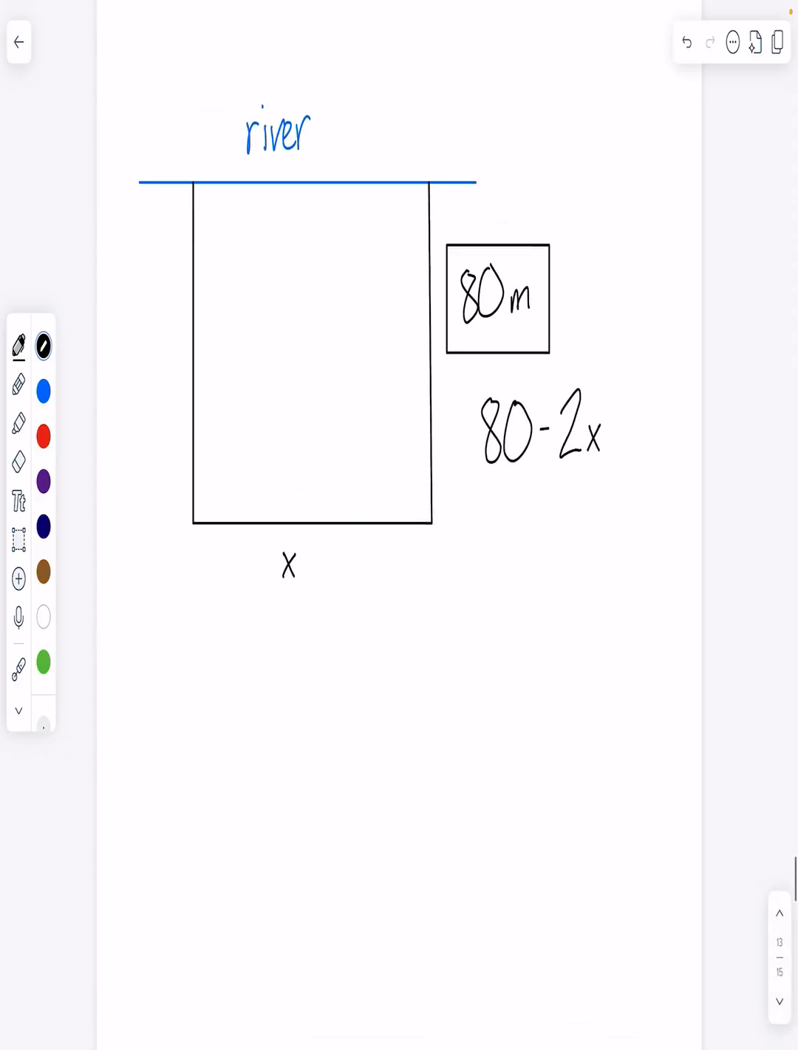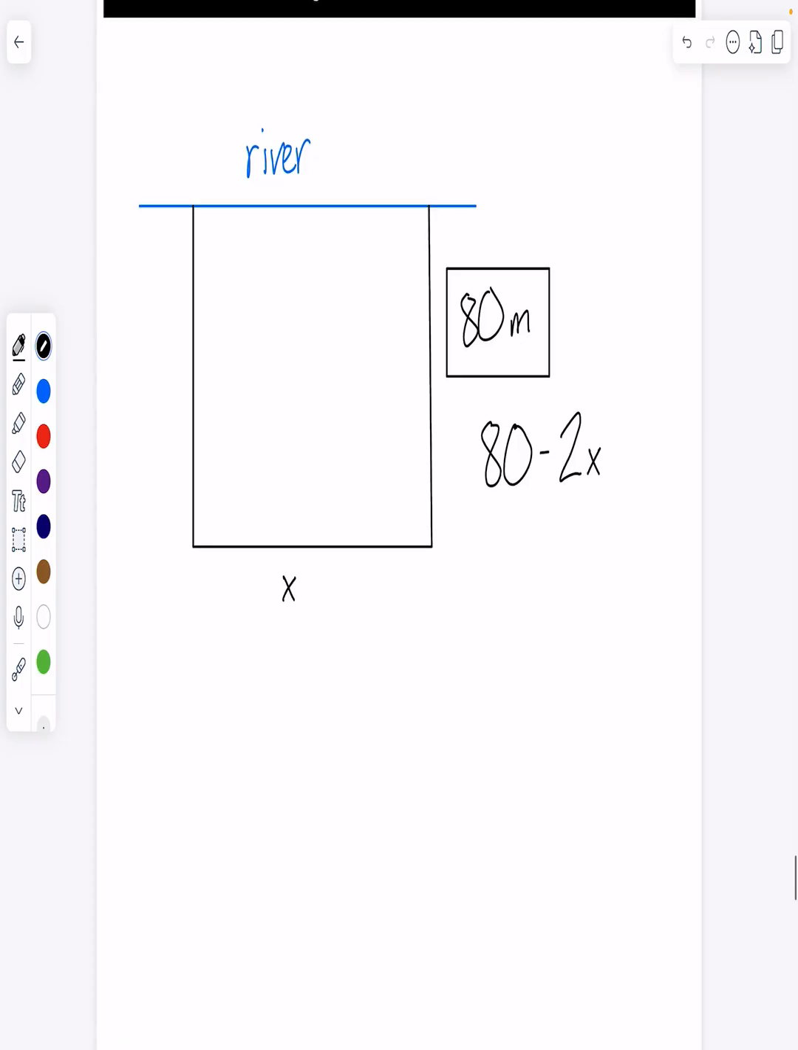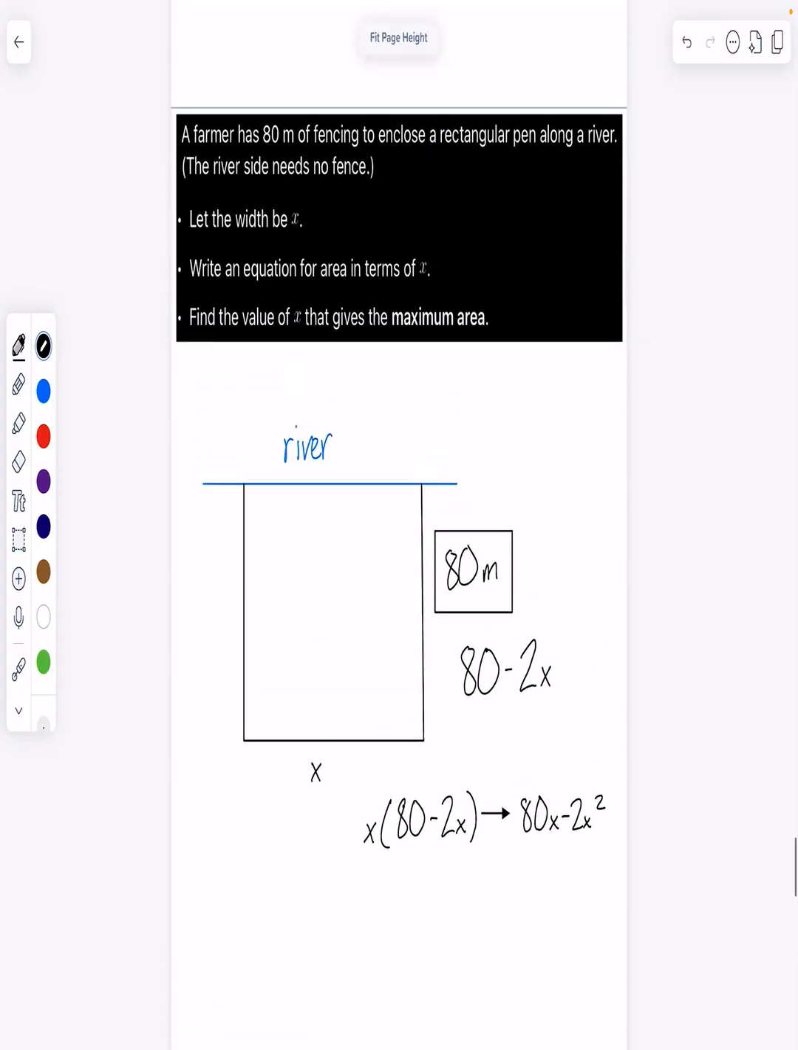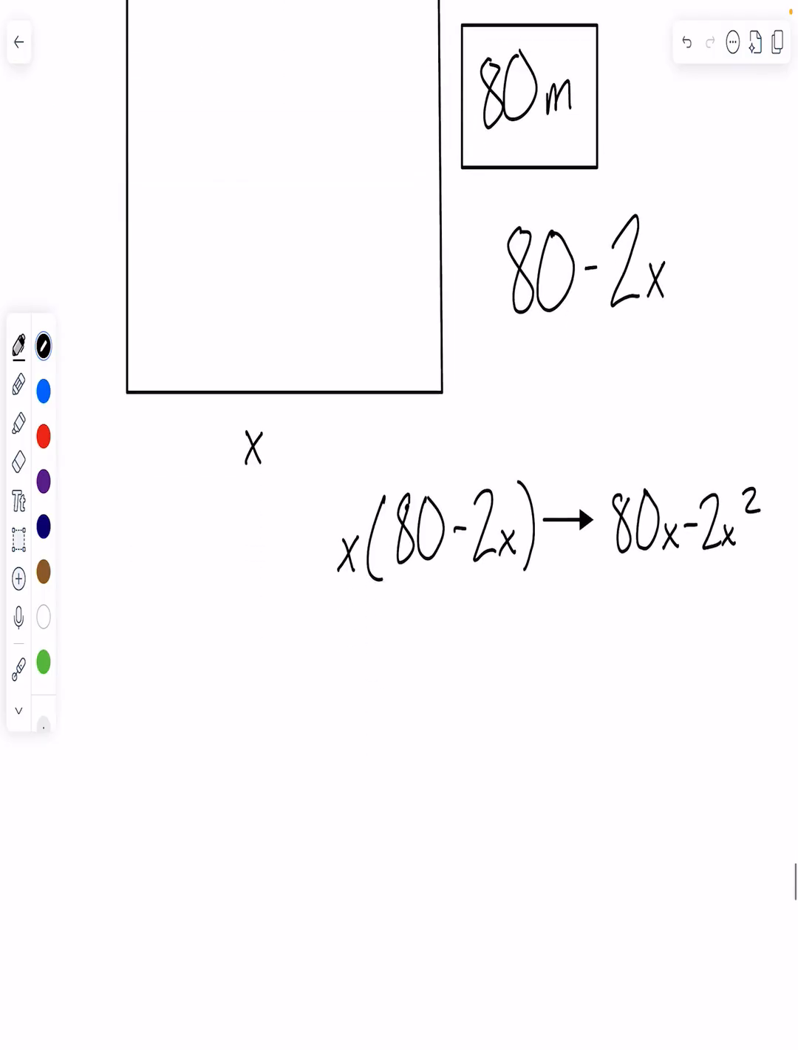So if that's the case, to find the area of this rectangular or partly rectangular fencing situation, then I can just multiply x to 80 minus 2x, right? And then in standard form, this should look something like 80x minus 2x squared. And so now that I have an equation in terms of x, now I can find the maximum area.